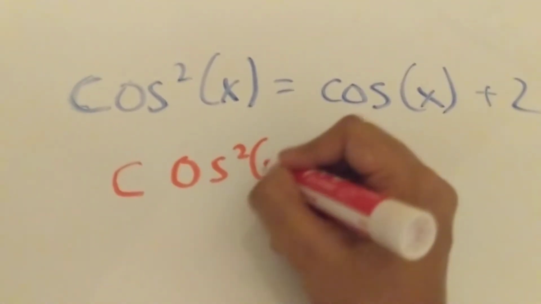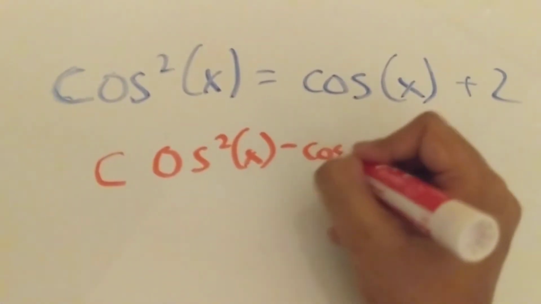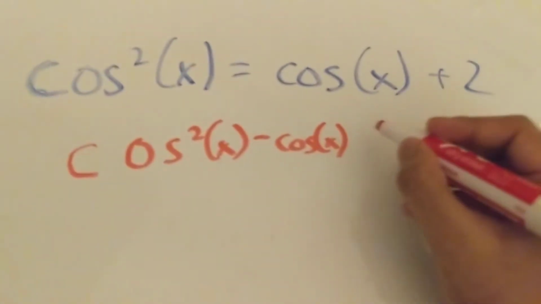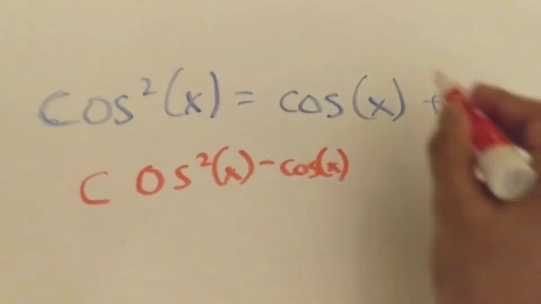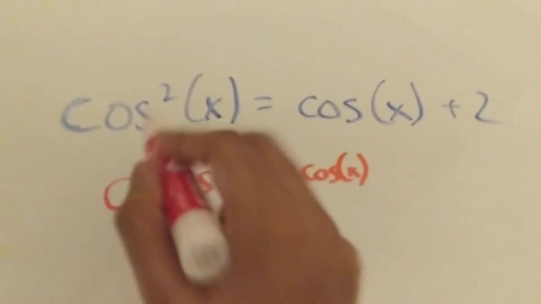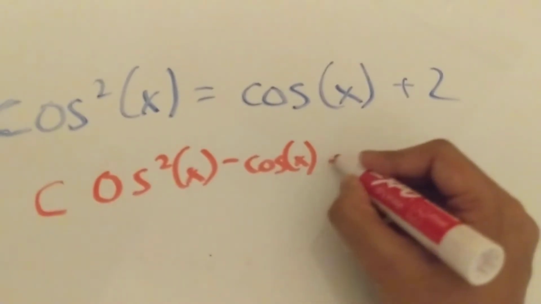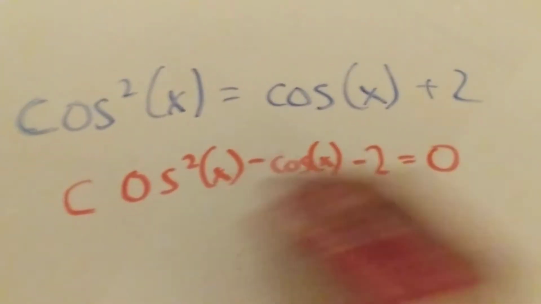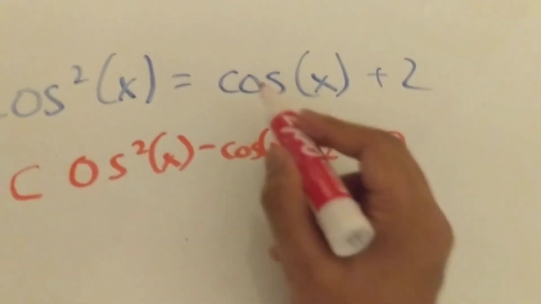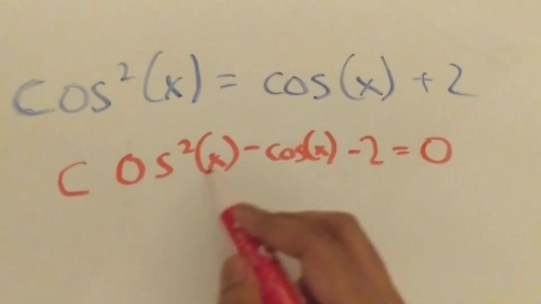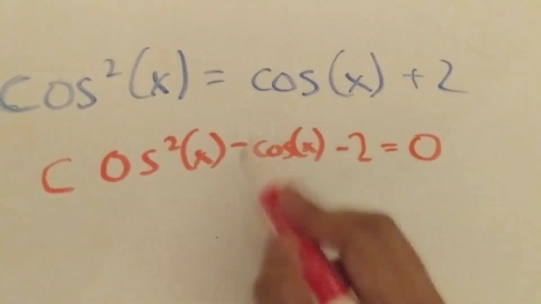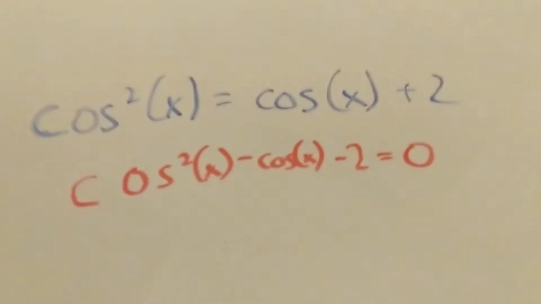So we're going to move everything to one side. I could move the cosine squared x to this side, but I'm going to move these two terms to this side, because that's how I solved it initially. And so we have something like this. Keep in mind they're going to be minus because I moved them to the other side. So cosine squared x minus cosine x minus 2 is equal to 0.